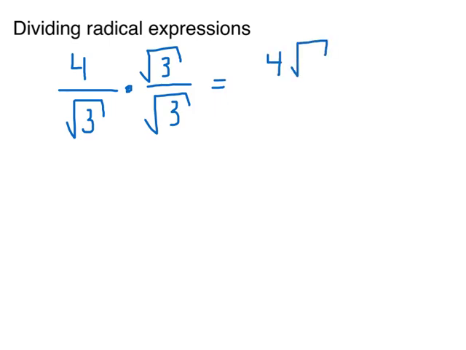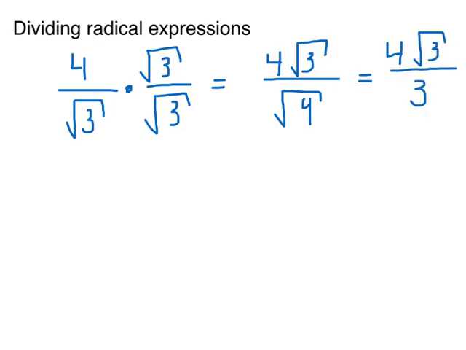4 square root of 3 over, what is the square root of 3 times the square root of 3? That is the square root of 9, and the square root of 9 is 3. So we've gotten the square root out of our denominator. Now, if you can reduce it at all, please do. But in this case, you can only reduce the constants in front. And since 4 does not reduce with 3, we are done.